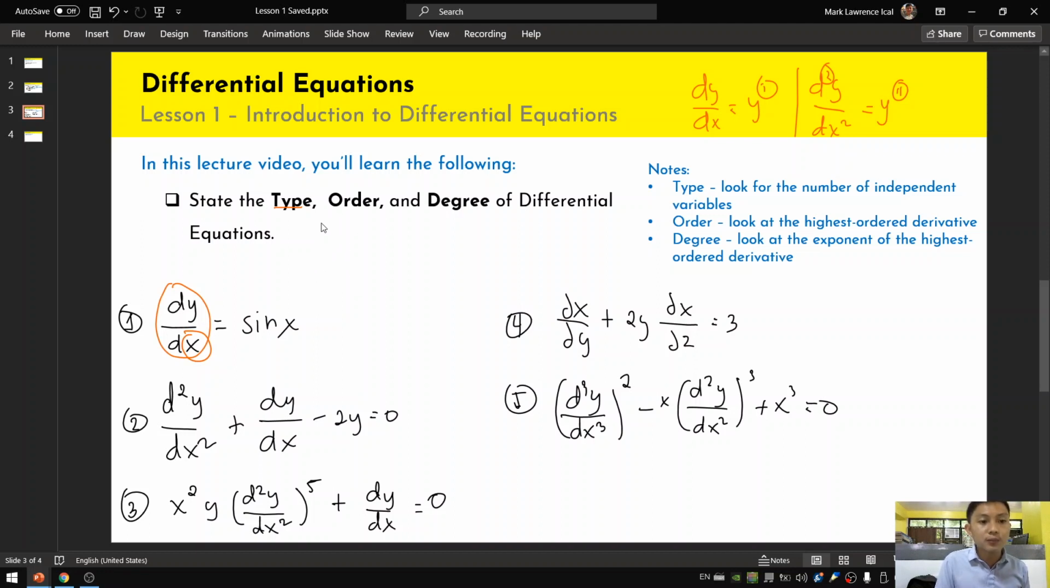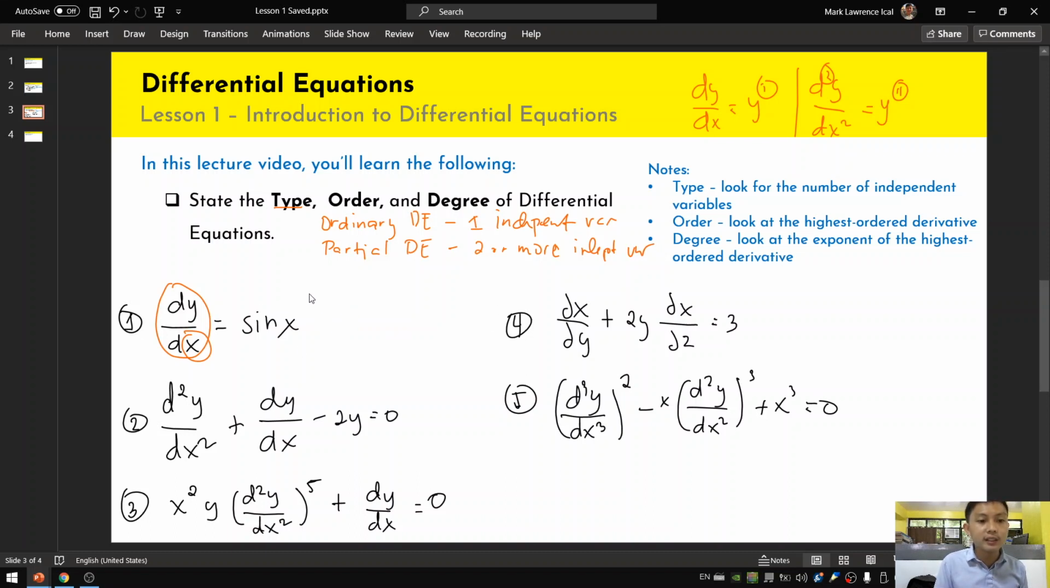So this is, so what kind of this? So there are 2 types. We have ordinary differential equation, and we have partial differential equation. Now, sir, what's the difference? Now, the ordinary differential equation only has one independent variable, while the partial DE has two or more independent variables. Okay, so for this one, number one, you only have one.